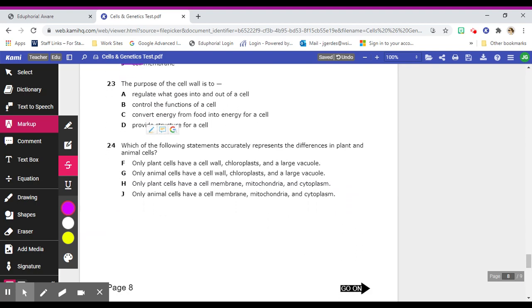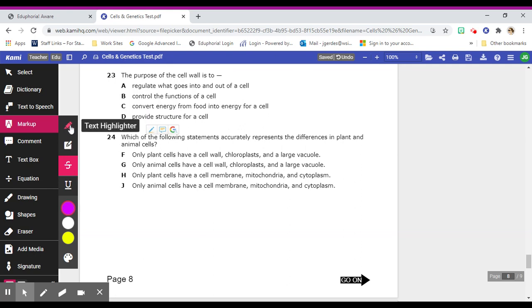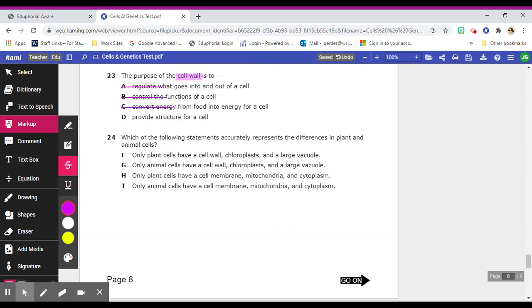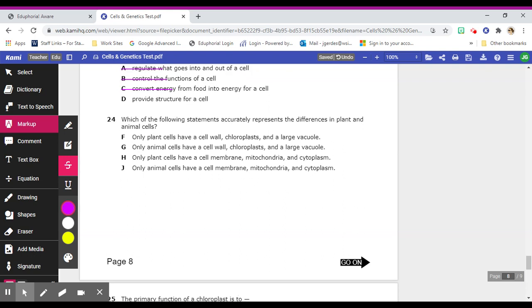The purpose of the cell wall is to, remember the cell wall is the bones. So we're looking for something that says bones or structure. What regulates what goes in and out? Nope, that's the fence gate, which is the cell membrane. Controls the functions of the cell, that is the brain, the nucleus. Converts energy. Nope, that's the mitochondria. Provides structure for the cell. So 23, you should have had D.